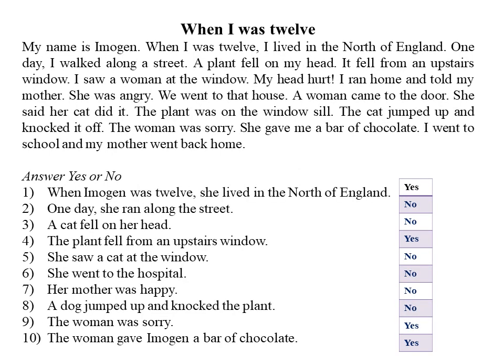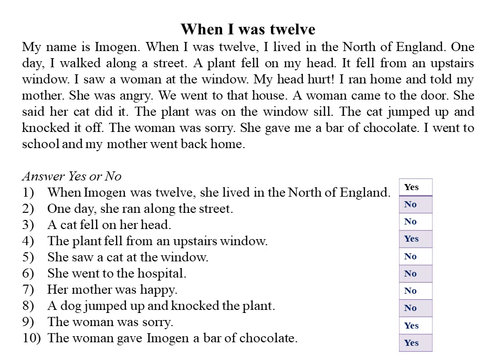Shall we check your answers now? As the first one is done for you, it is easier for you to get to know what you have to do. Let's move to number 2. Is it correct? No, it isn't. She didn't run along the street. She walked along the street.